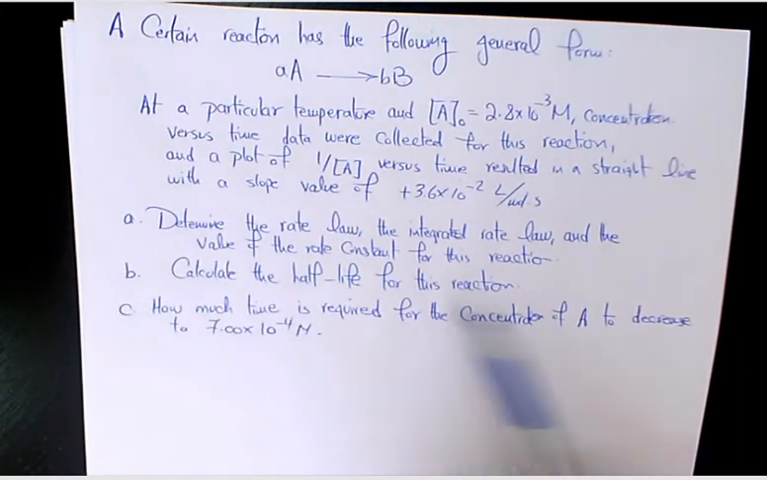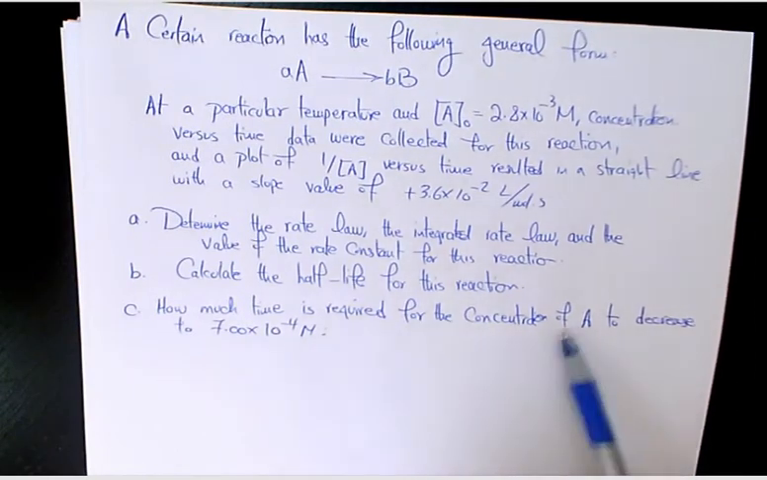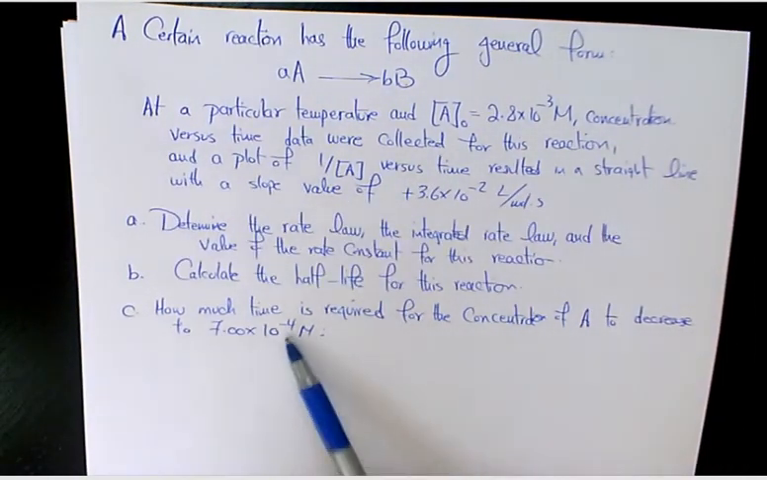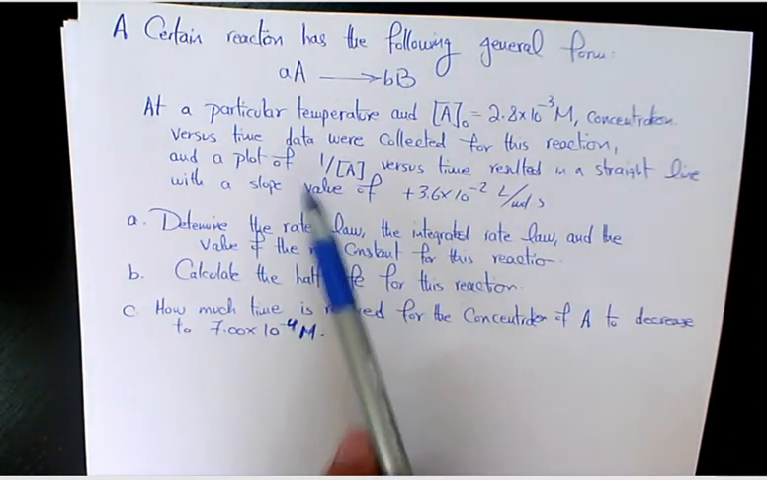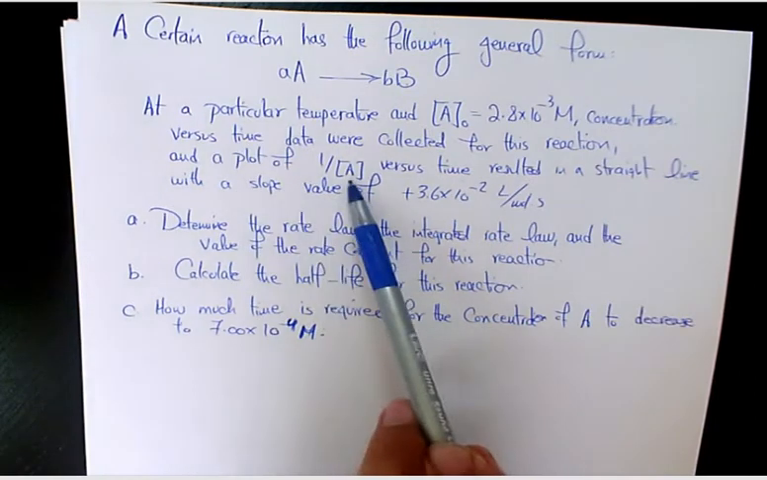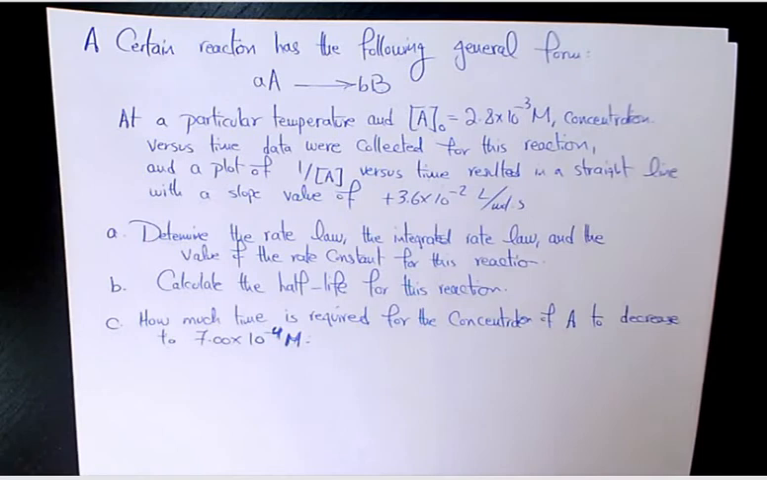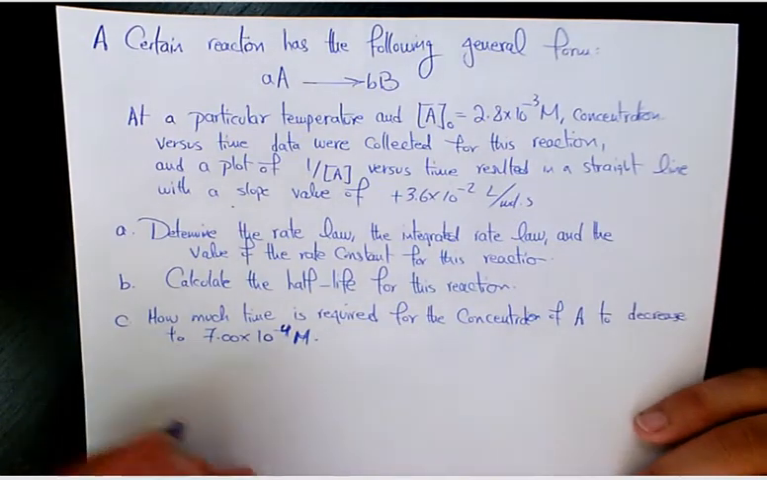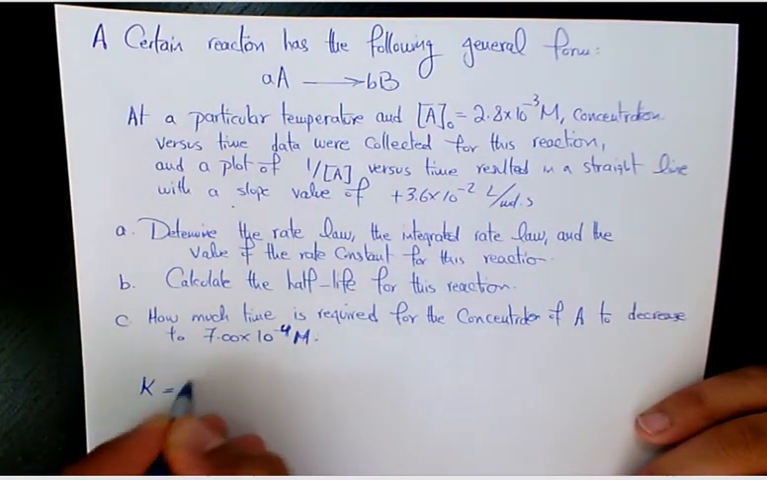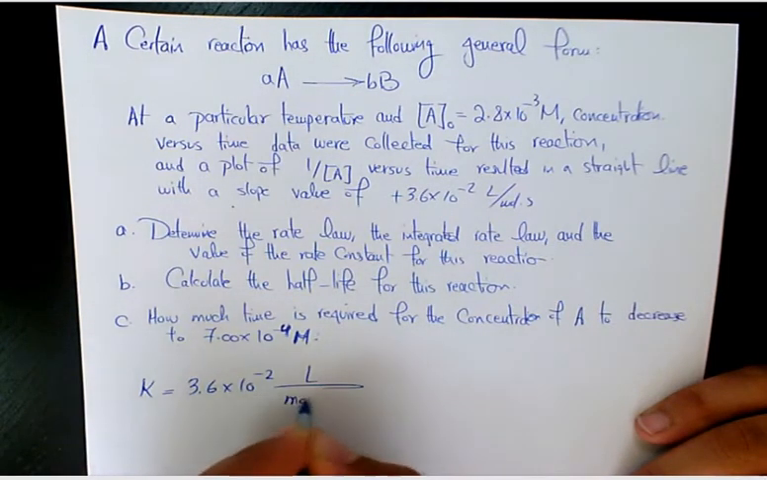Calculate the half-life for this reaction and how much time is required for the concentration of A to decrease to 7 times 10 to the power of negative 4 molar. So here it says a plot of 1 over A versus time resulted in a straight line. It means that we are dealing with a second order reaction, and the slope is 3.6 times 10 to the power of negative 2, which means that K is 3.6 times 10 to the power of negative 2, as we saw earlier.